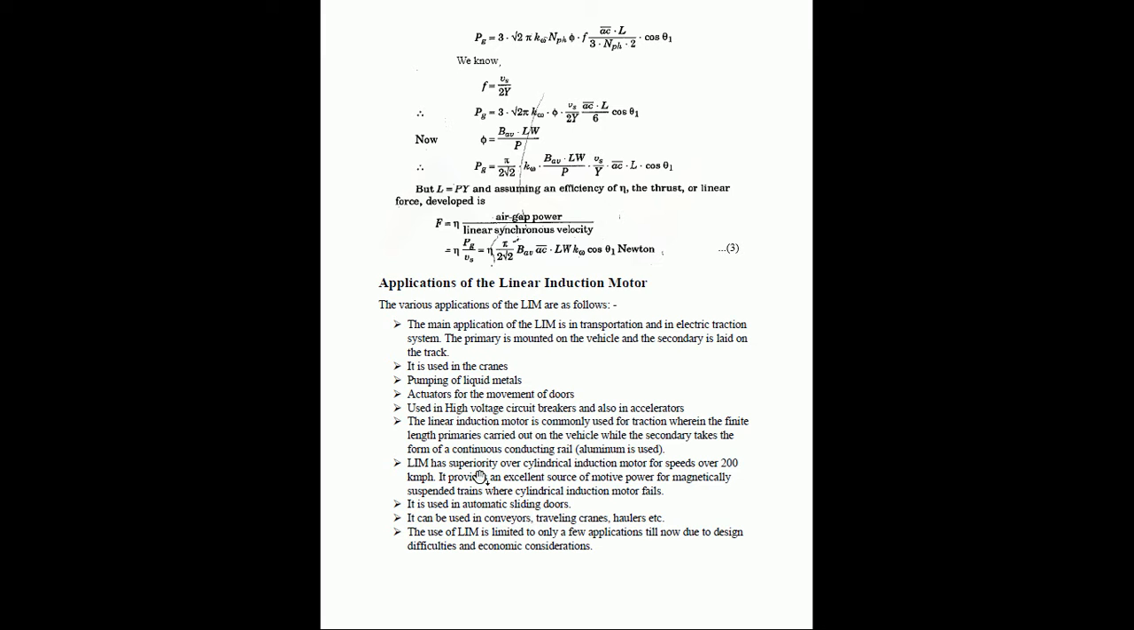The linear induction motor has superiority over a cylindrical induction motor for speeds over 200 km per hour. It provides an excellent source of motive power for magnetically suspended trains, where the cylindrical induction motor fails. It is used in automatic sliding doors. It can be used in conveyors, traveling cranes, and so on. The use of the linear induction motor is limited to only a few applications till now due to design difficulties and economic considerations.